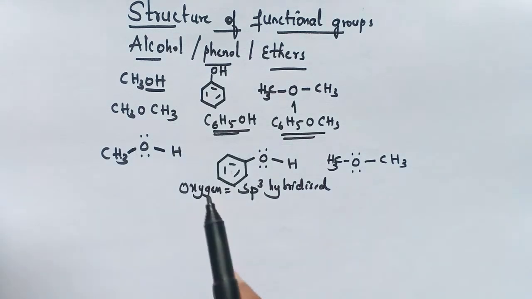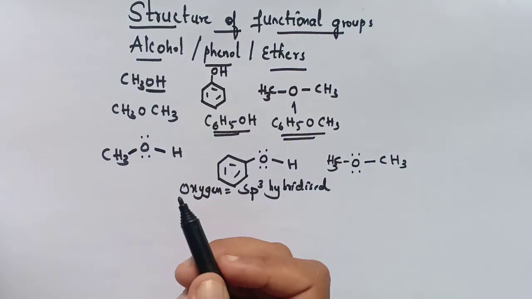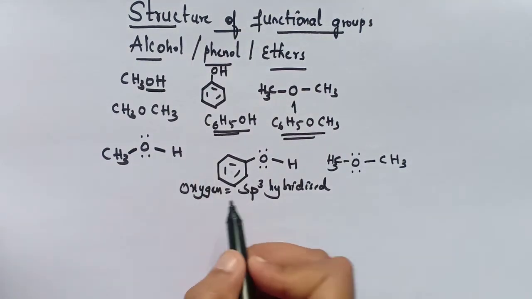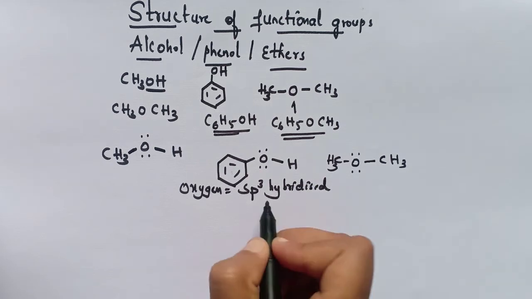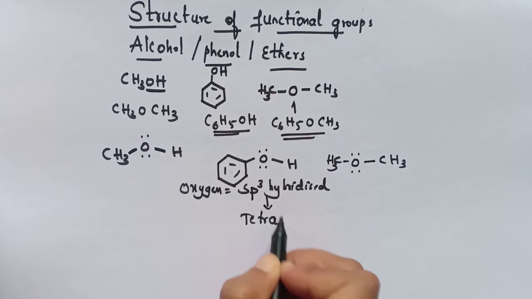Now let's study the bond angle of this alcohol. Now coming to it, here I have said the oxygen is sp3 hybridized. So the structure, that is the shape, should be tetrahedral.